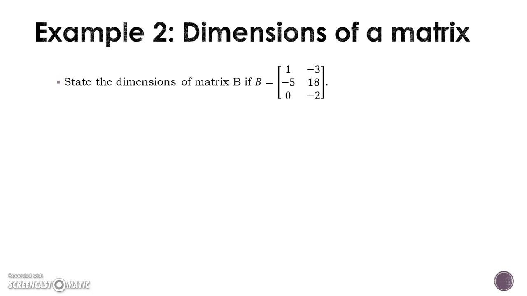Example 2, dimensions of a matrix. So here, state the dimensions of matrix B. It's all about how many columns and how many rows. Since matrix B has 3 rows and 2 columns, the dimensions of matrix B are 3 by 2.